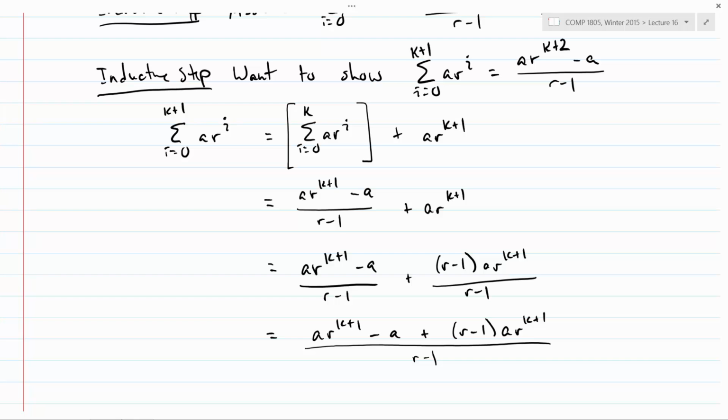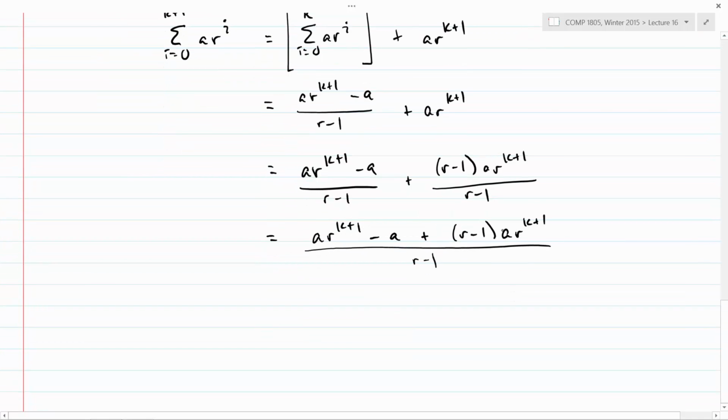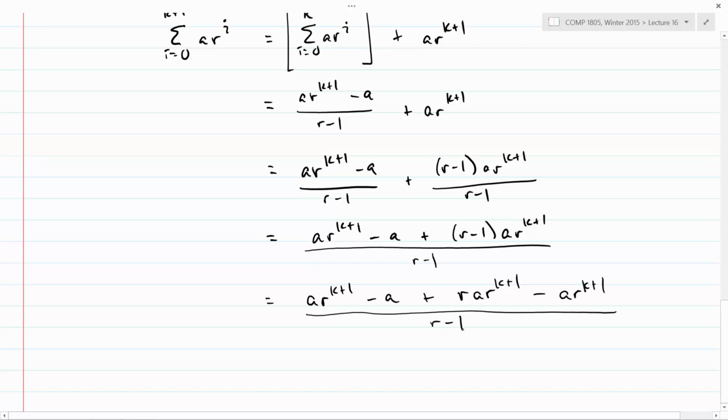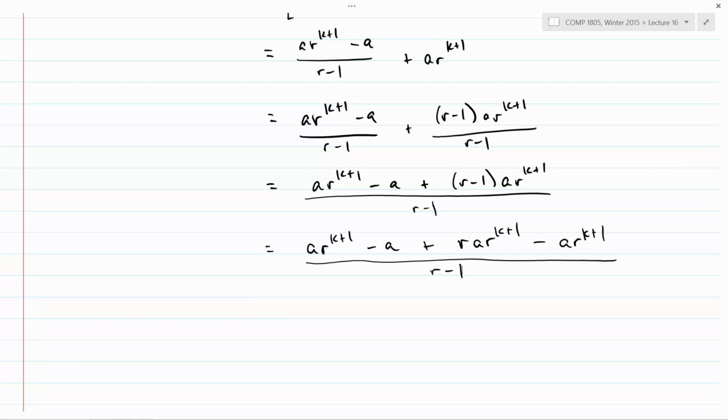So the first thing you should do is distribute this AR to the k plus 1 over the R minus 1. So AR to the k plus 1 minus A plus R times AR to the k plus 1 minus AR to the k plus 1. And this is all over R minus 1. So who sees what to do now?